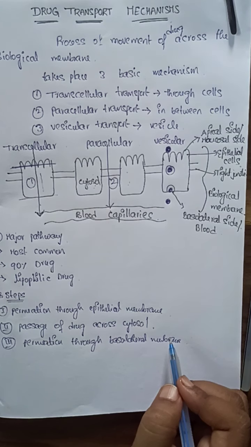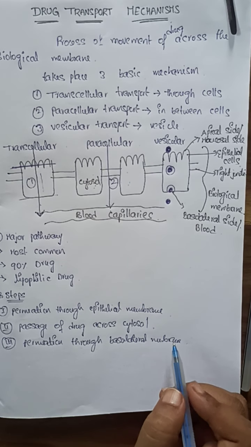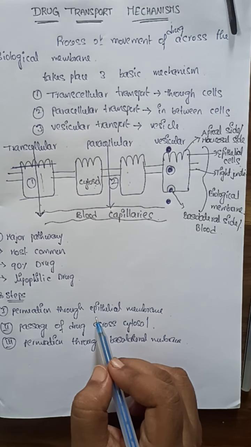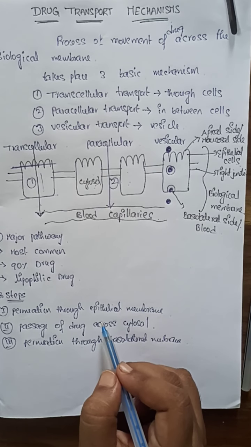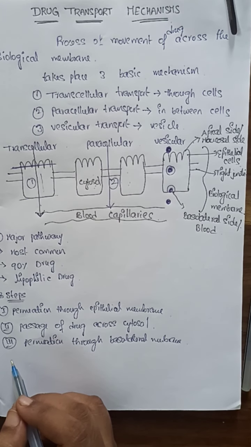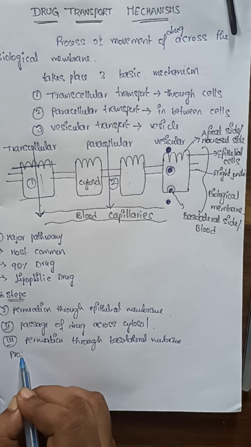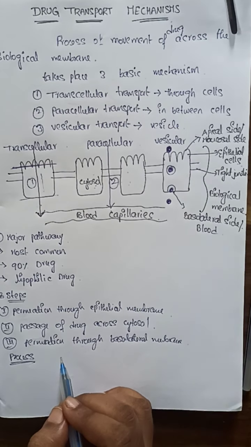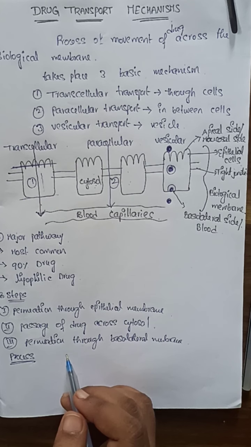So these are the three basic steps in drug transport. Here, permeation through the epithelial membrane, that is the apical side, is a major obstruction in drug absorption. It is the major rate limiting step for hydrophilic drugs. And here the transcellular transport can occur by different processes.